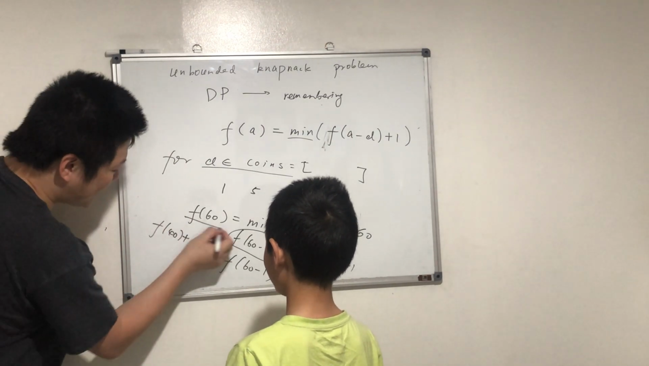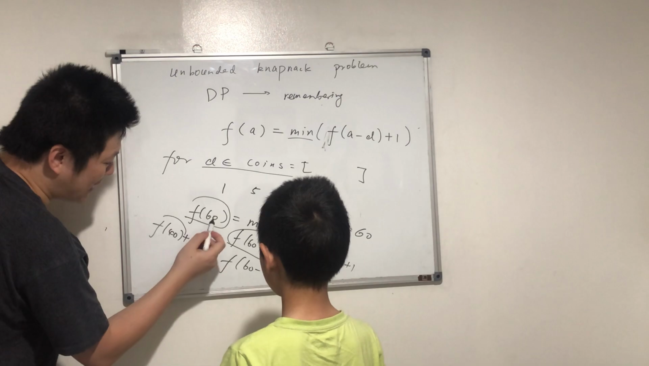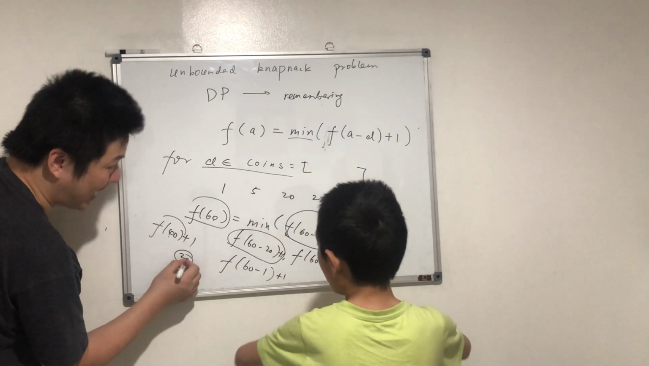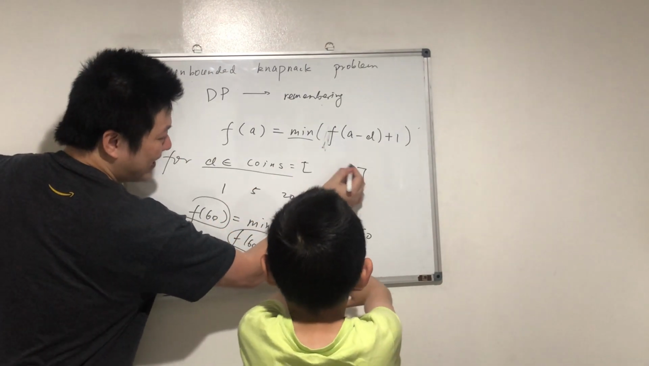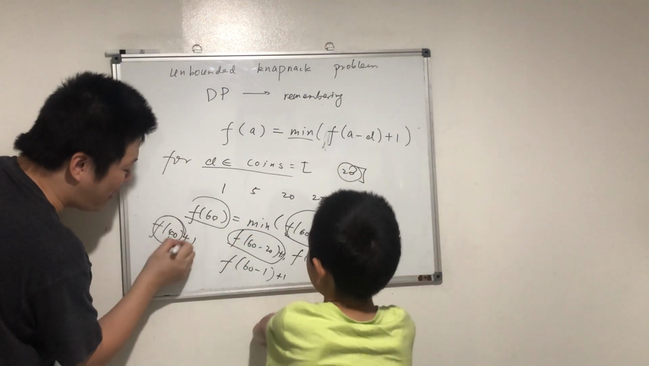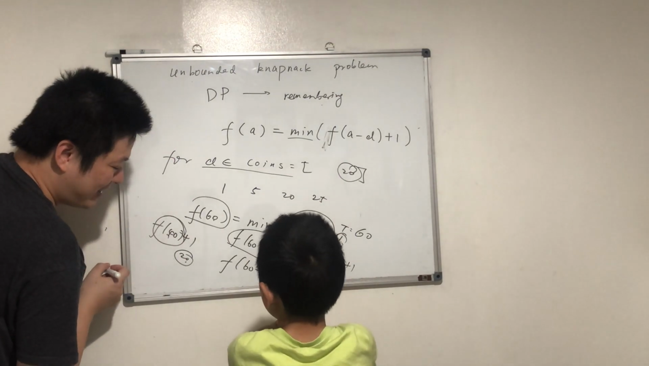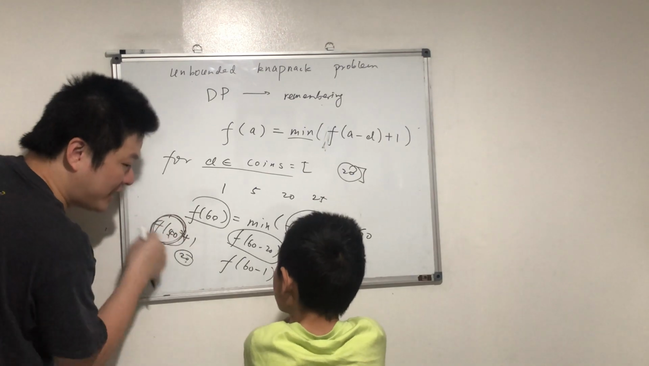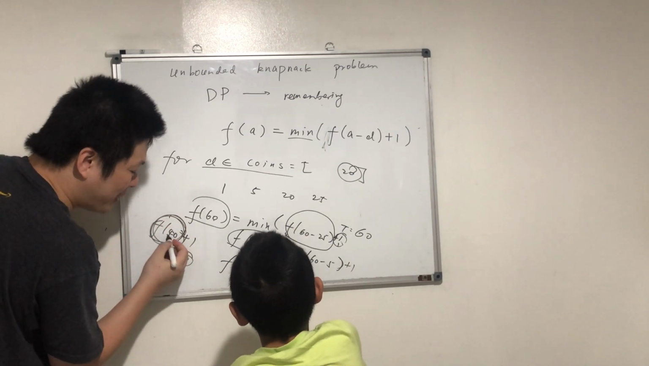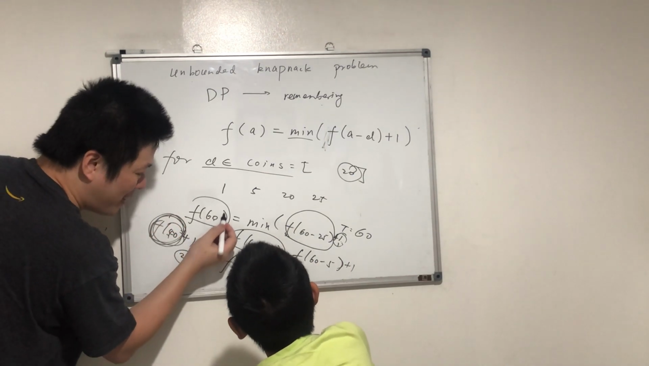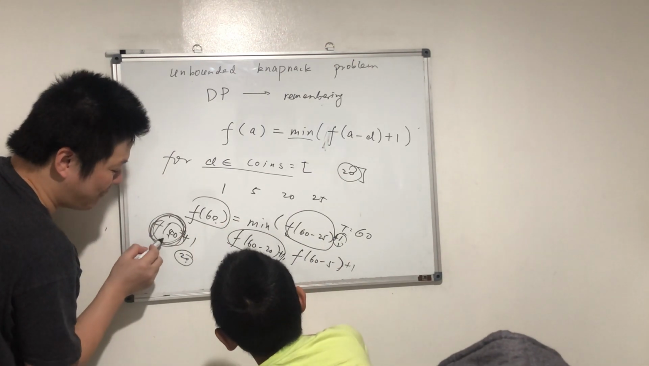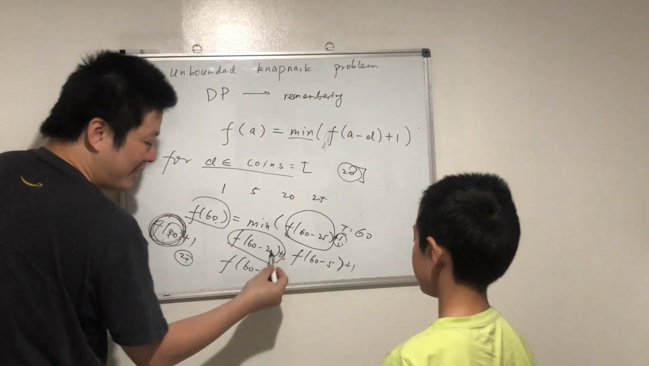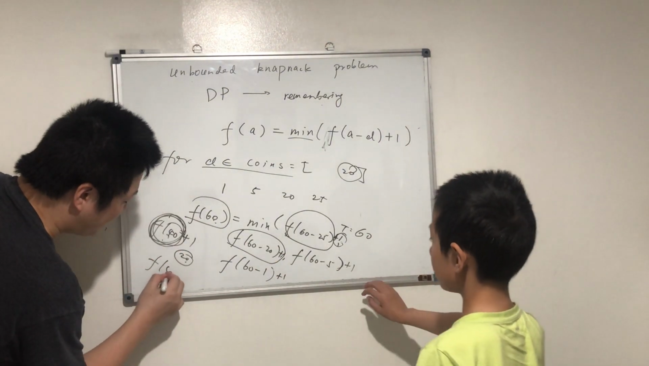So what is F60? I know the difference between F60 and F40 is a 20 coin. Suppose we already know F40 here. Then we can use this value, because we already saved it, so we don't need to compute this again. We know F60, because F60 equals F40 plus a 20 coin, right? And then, look, what's F40?